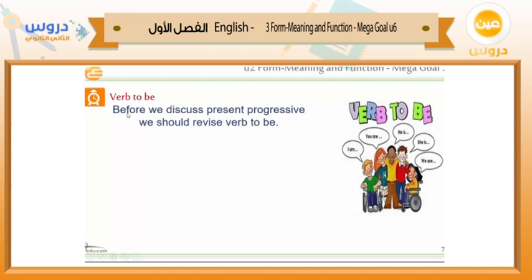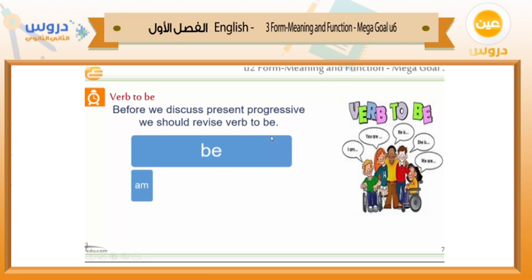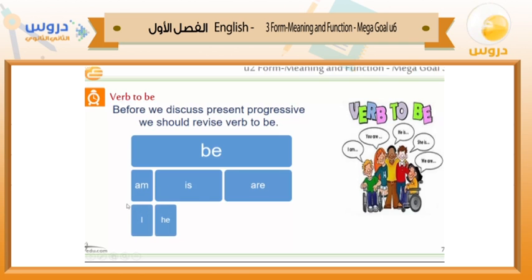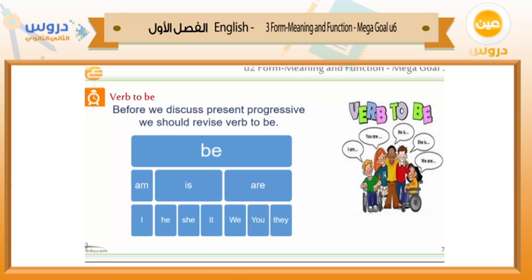Verb to be. Before we discuss the present progressive, we should revise verb to be. We have am, is, are. What are the pronouns that can be used before am? I only. What about is? He, she, it. Perfect. What about are? We, you, they. Fantastic.